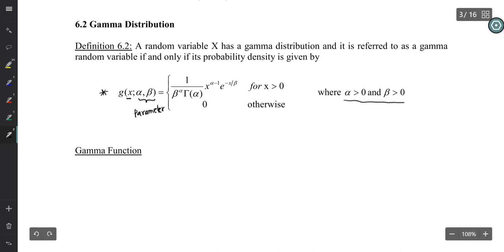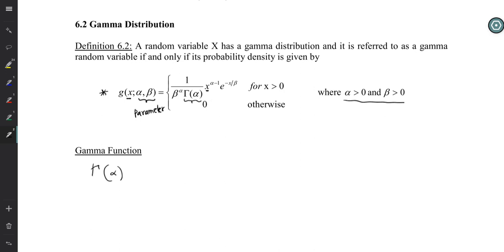Now if you look at this equation, you see 1 over beta to the power alpha, so that will be a constant, and you have something called gamma of alpha. What is this? This is called the gamma function. Let's look at this gamma function in detail later. First, let's look at this function. Then you have the random variable x to the power alpha minus 1. Then the exponential part of the gamma distribution, e to the power negative x over beta.